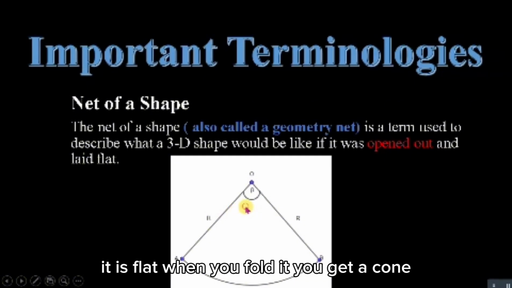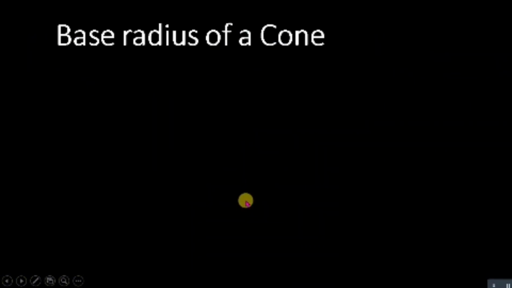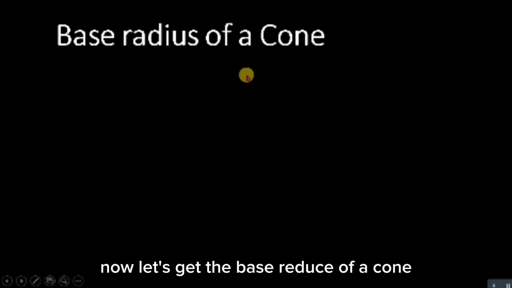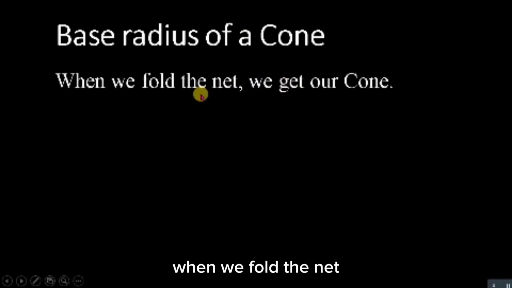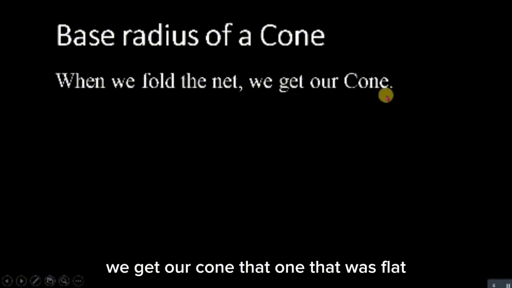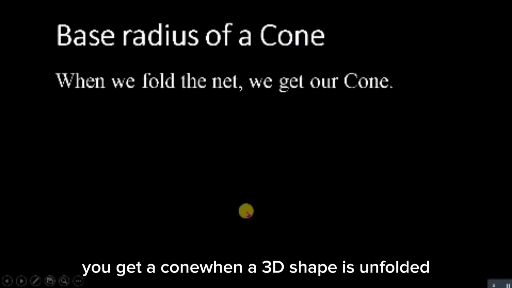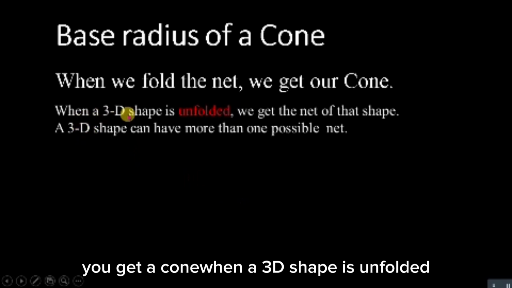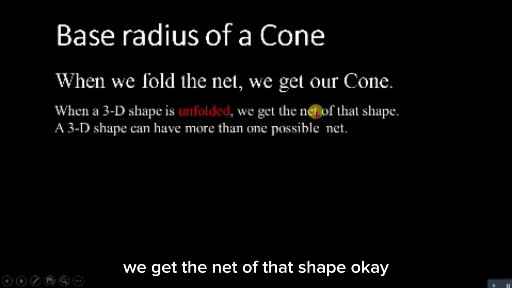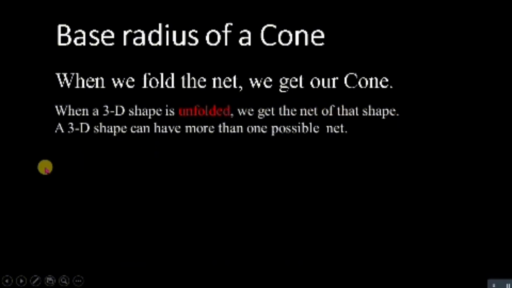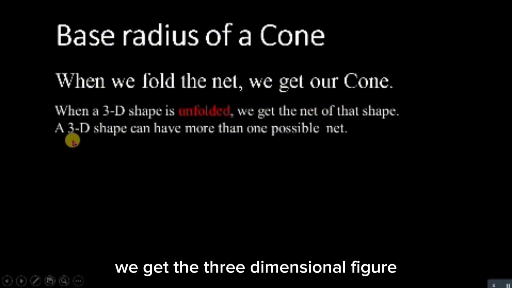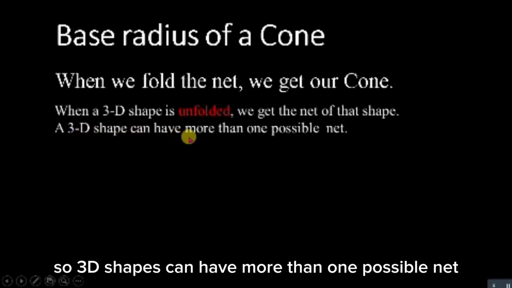It is flat. When you fold it, you get a cone. Now let's look at the base radius of a cone. When we fold the net, we get our cone. That one that was flat, when you fold it, you get a cone. When a 3D shape is unfolded, we get the net of that shape. But when it is folded, we get the three-dimensional figure. So 3D shapes can have more than one possible net.